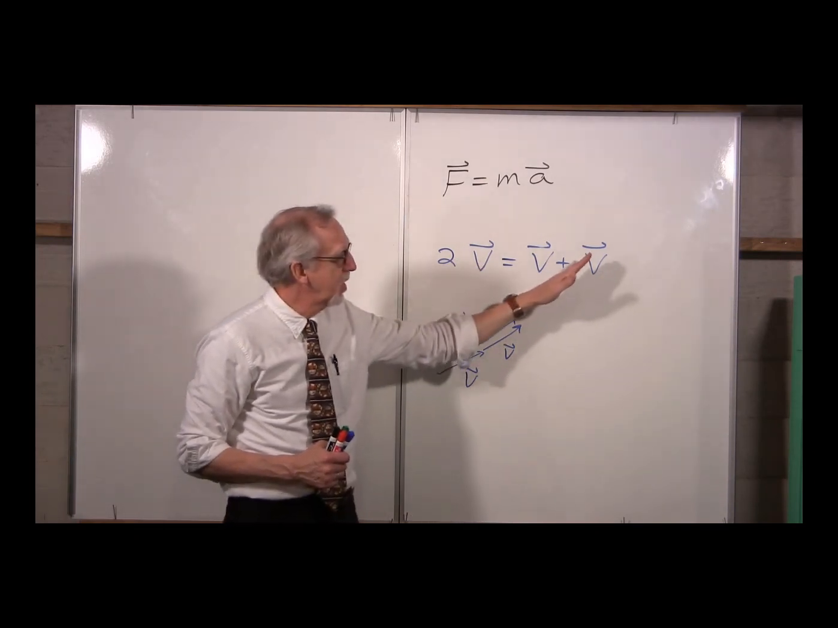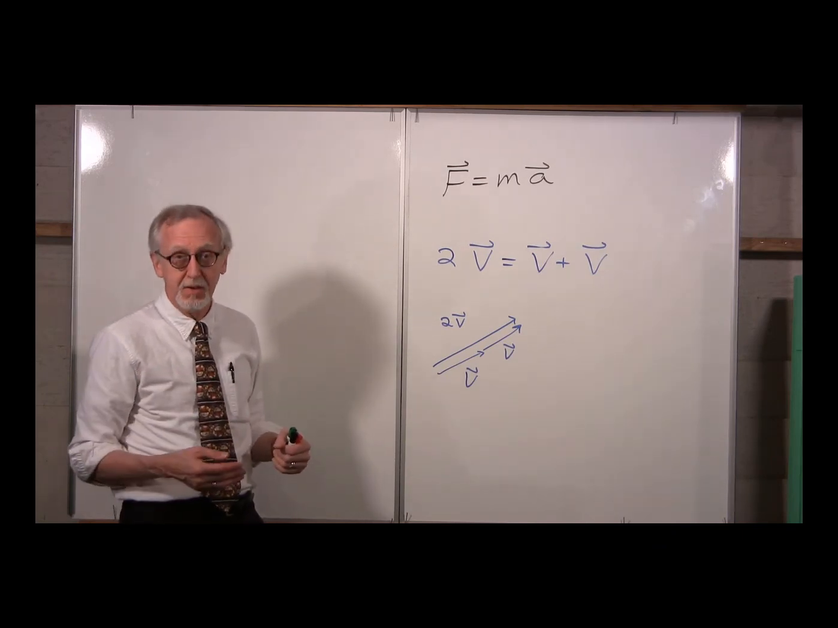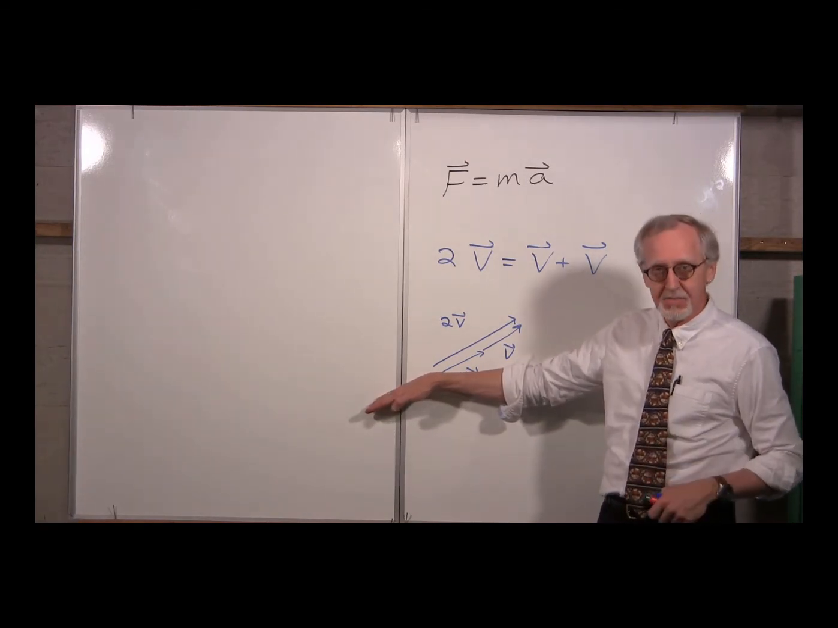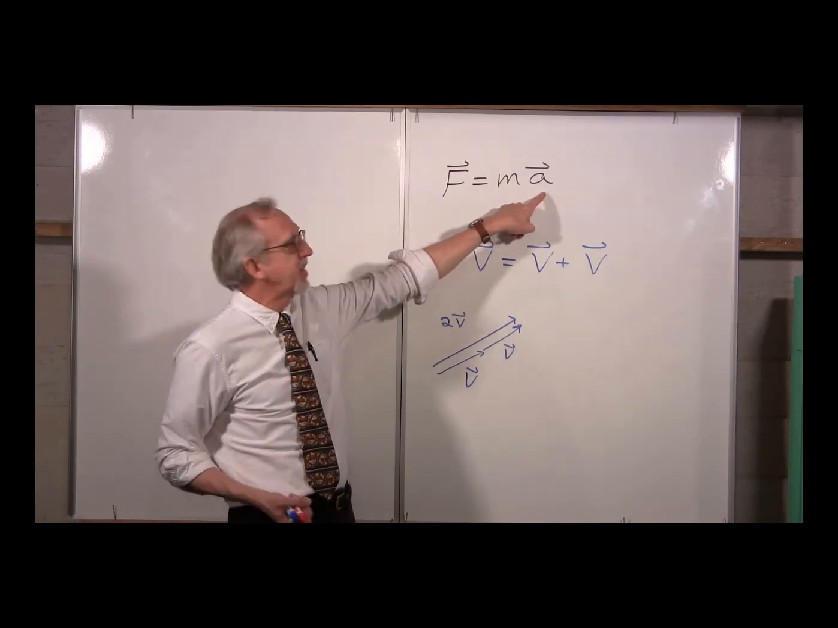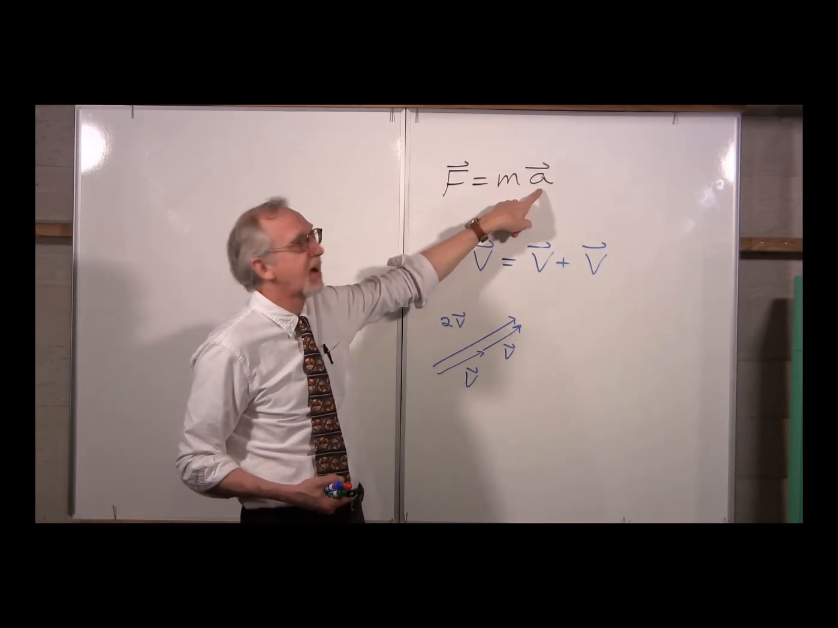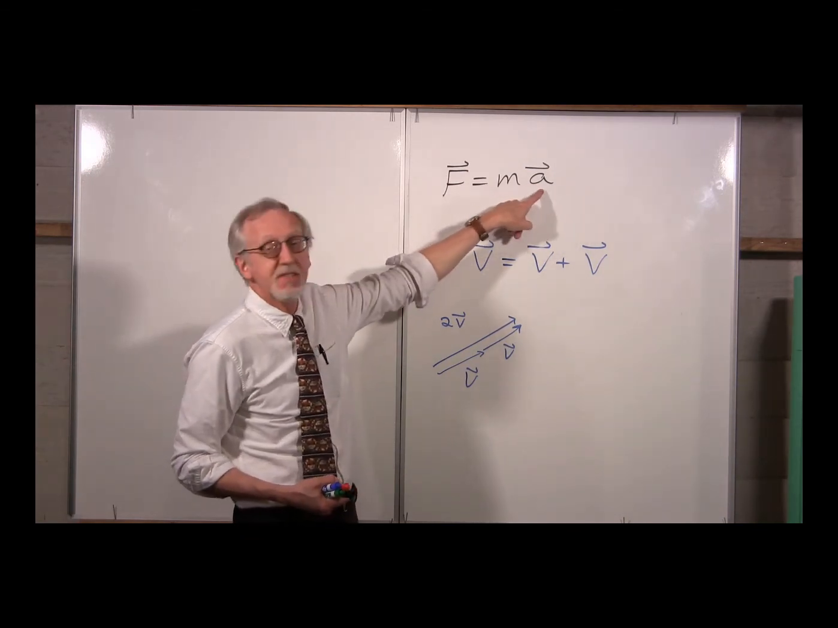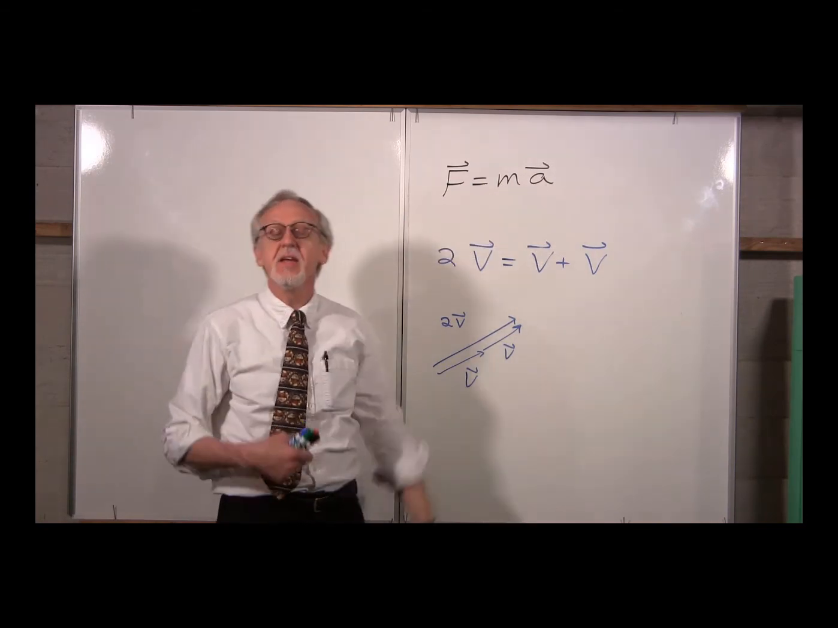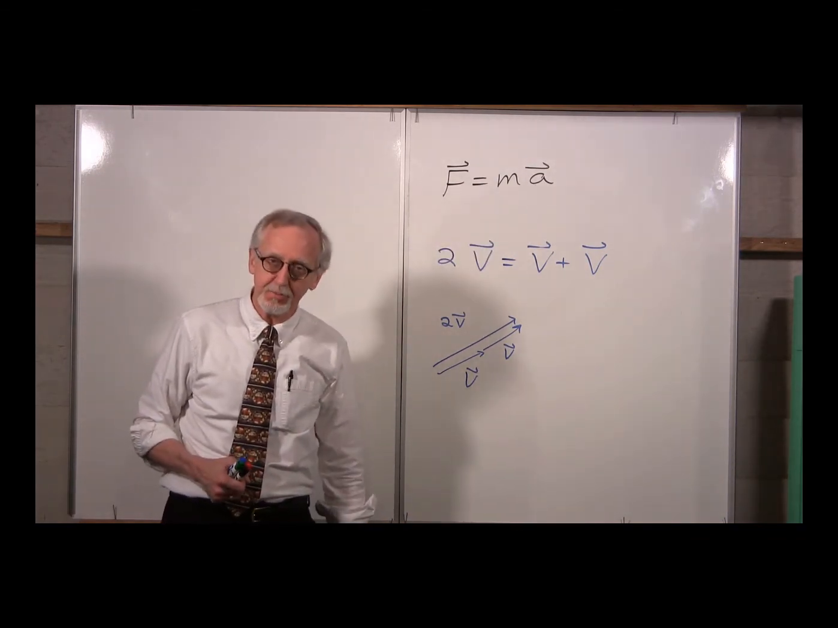What is 3v? Well, that would give us a vector in the same direction with 3 times the magnitude. What is negative 2v? Well, that would be a vector that points in the opposite direction because of the negative sign, with twice the magnitude. Well, what is m times a? Well, that's a vector that points in the same direction as a, but with a new magnitude that's m times the original magnitude. So remember, that's why we said the force was always in the same direction as the acceleration, because the product of a scalar with a vector is a vector in the same direction, but with a magnitude that's now m times the original magnitude. Great.